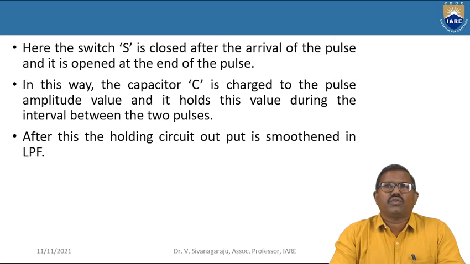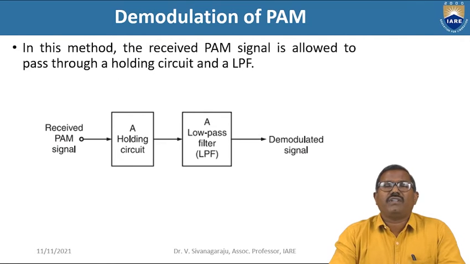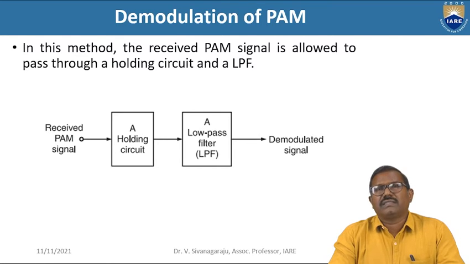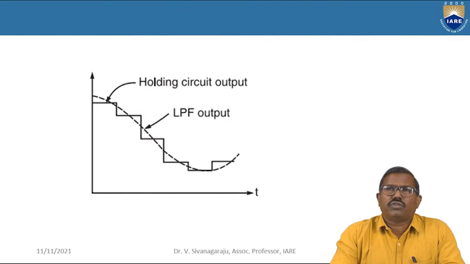After this, the holding circuit output is smoothened in the LPF. Why? Because in the block diagram, after the holding circuit, we have a low pass filter. The low pass filter is going to smoothen this signal, so the original continuous wave message signal is going to appear. So this is the output of the holding circuit and LPF.